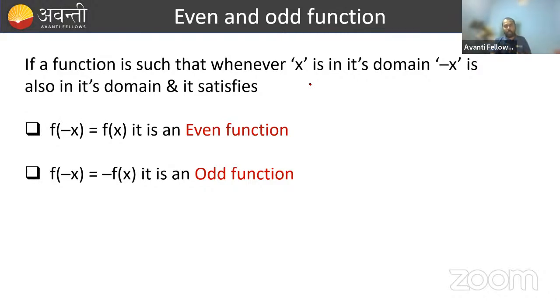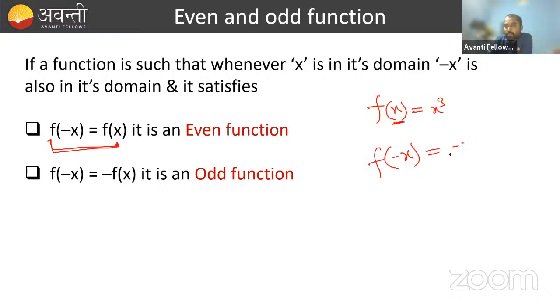For a function to be an even function, the condition that must be satisfied by that function is f of minus x is equal to f of x. Like if we take one example, f of x is equal to x cube. In place of x, if we take minus x, f of minus x is minus of x cube.